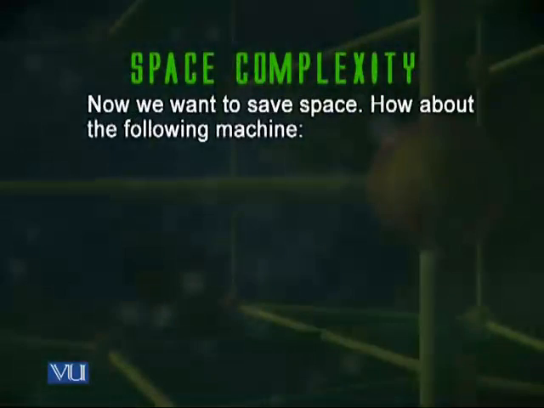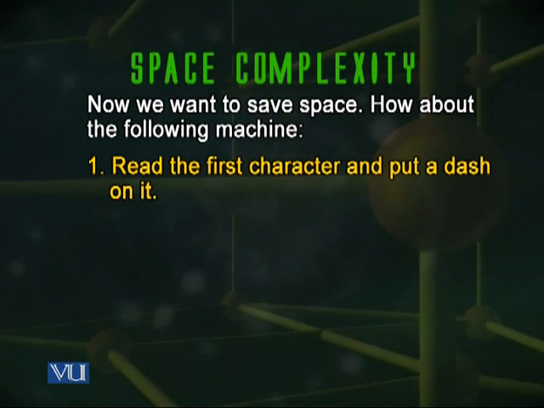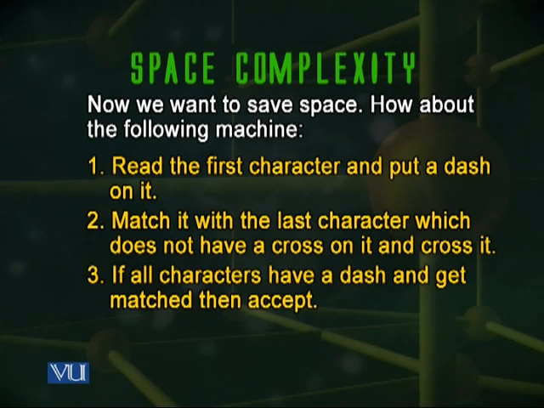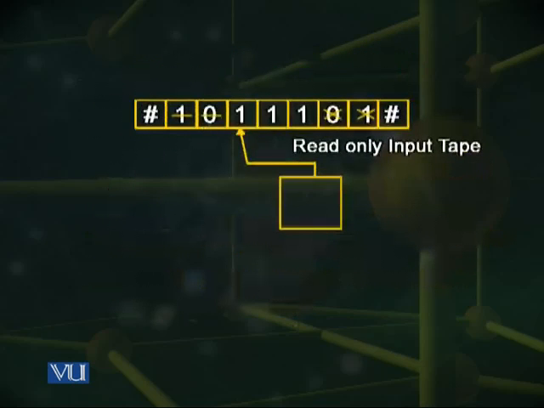Let's look at how much space this Turing machine takes. So let's first give a precise definition of this Turing machine. We read the first character and put a dash on it. We match it with the last character which does not have a cross on it and cross it. If all characters have a dash and get matched, then we accept, otherwise we reject. Here is a picture of how this machine works. As you can see, this machine has been given an input, and what we have shown is how it has done its work and at the end accepted its input.